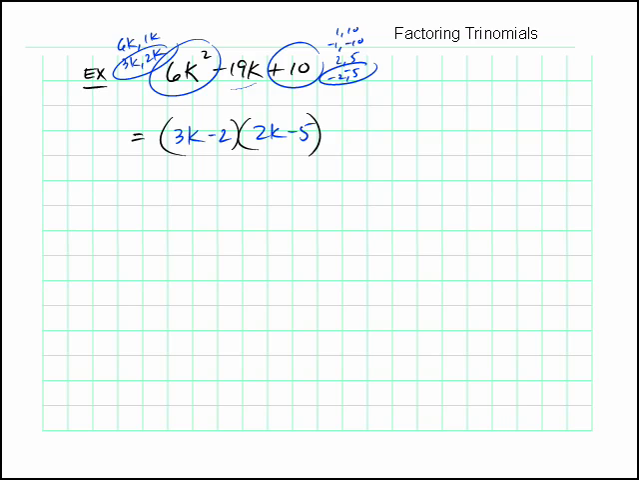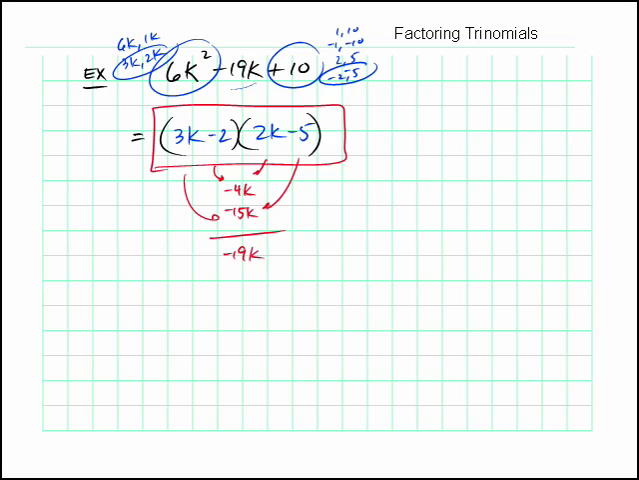Now let's check. That times that is negative 4k. That times that is negative 15k. Add that up and you get negative 19k, and that is the correct middle term. And so there is the correct factorization. And this is why it's called the trial and error method, because sometimes you'll initially guess the wrong arrangement and you have to go back and try another set.